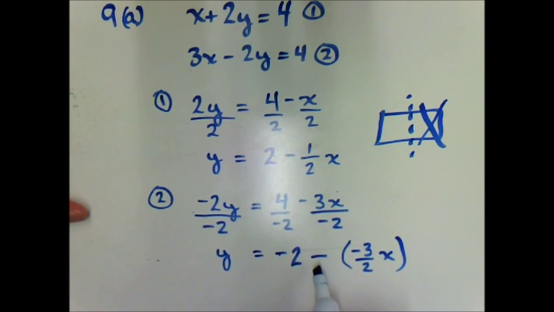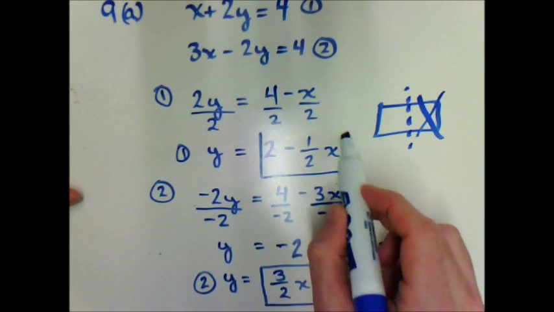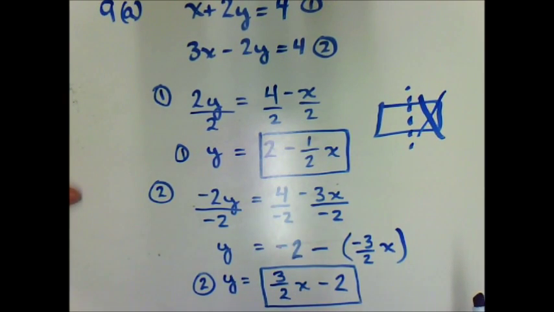Not quite done here. We have a negative. We're subtracting a negative. Subtracting a negative is the same as adding. Okay? So we're going to have y equals, I'm going to switch my terms around so my x term is first. 3 over 2x minus 2. Equation 1. Equation 2. Now I can find my point of intersection by setting equation 2 equal to equation 1 and work it out the same way we worked out number 8.